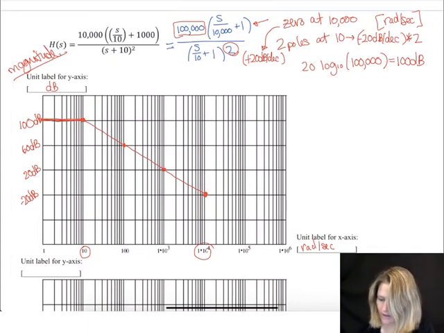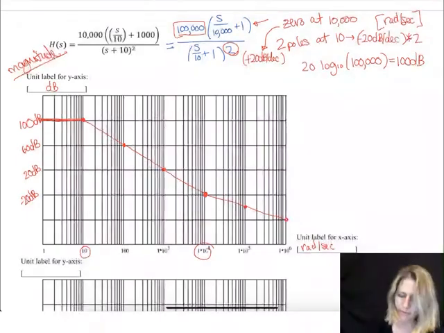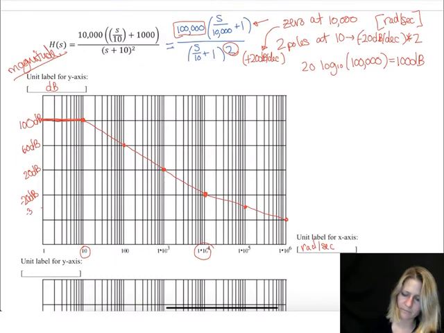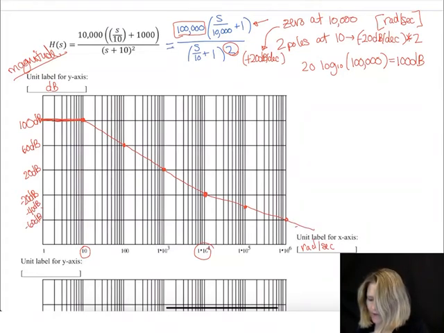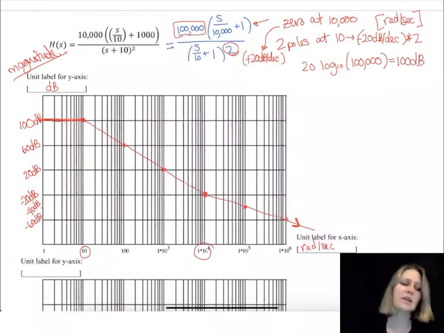So between this decade and this decade, we're going to go down now half of what it was, and then down another half. So from minus 20, this middle will be minus 20 more, so minus 40, and then 20 more will be minus 60 dB. And then that will keep going on at that slope continuously till the end of frequency.